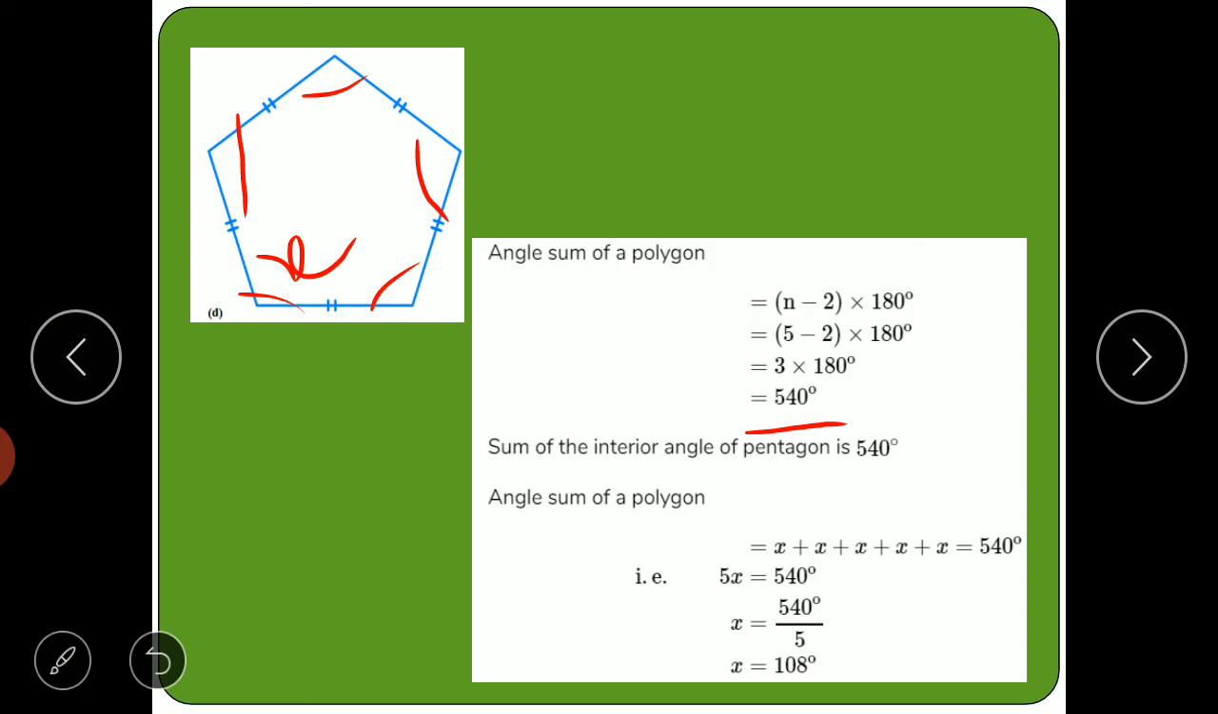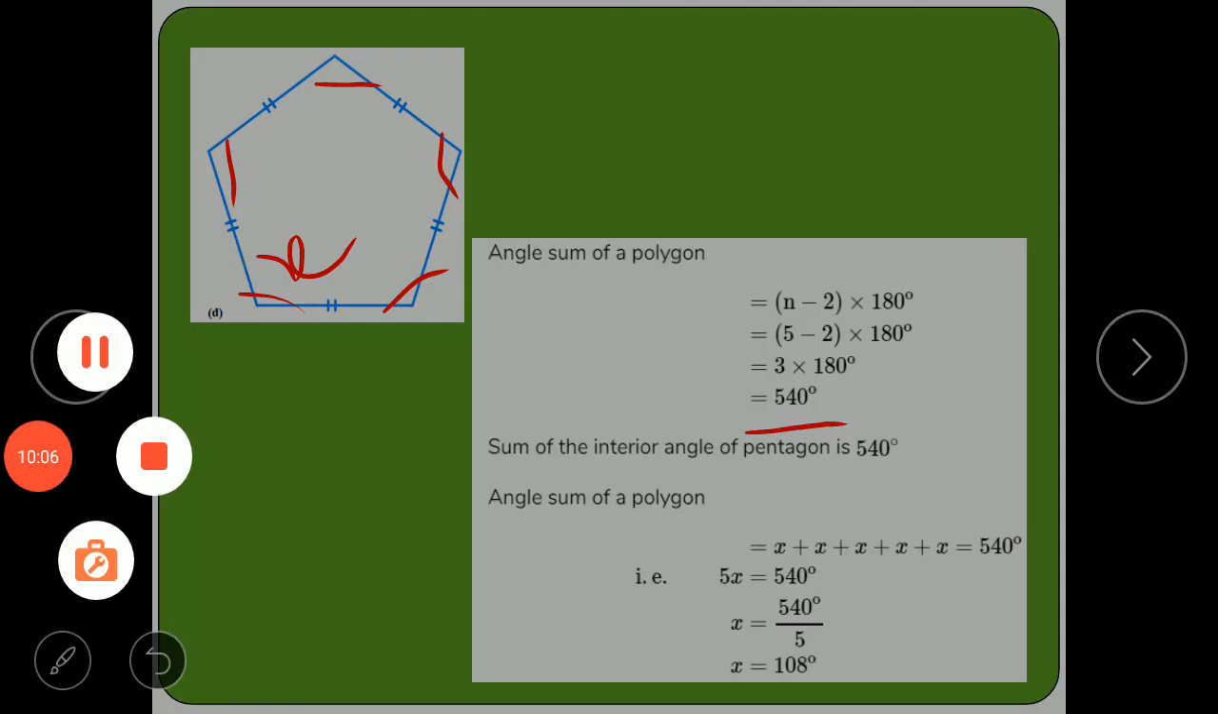So now we found the angle sum property of a pentagon. Since it is a regular pentagon, that is, all the sides are equal, definitely all the angles also will be equal. If you take one angle as x, the remaining angles are also x only. So there are 5x. 5x equal to 540. x equal to 540 by 5, 108 degrees. All the sides are equal, all the angles also equal. That is, each interior angle of a regular pentagon is 108 degrees.